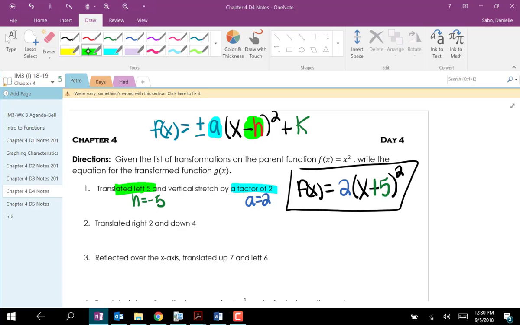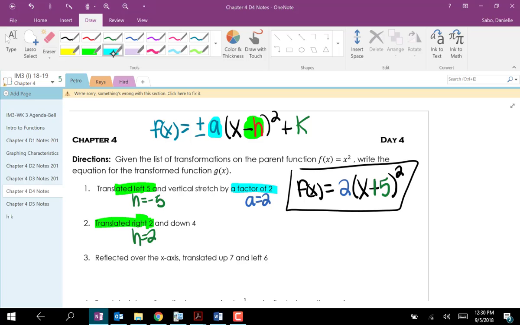Which one tells me I'm going to be moving right? This one, or that one? H, very good. So I'm going to do it the same color. Translated right 2, so that's going to be our H value. Right 2 is just going to be positive. And then down 4, A, H, or K? Which one tells me down?